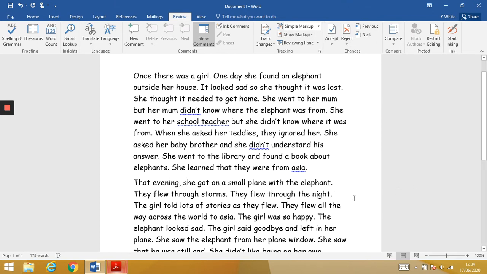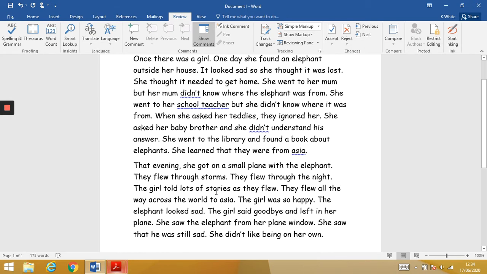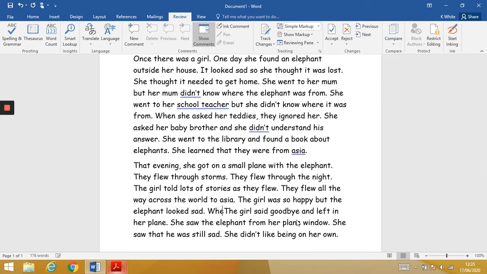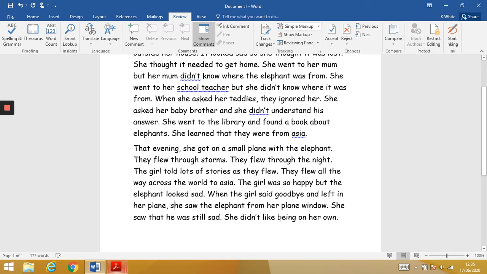She got on a small plane with the elephant. They flew through storms. They flew through the night. The girl told lots of stories as they flew. They flew all the way across the world to Asia. The girl was so happy. The elephant looked sad. I'm going to say here, the girl was so happy, but the elephant looked sad. And I've got another chance here to use that subordinating conjunction when the girl said goodbye and left in her plane, comma, she saw the elephant from her plane window. She saw that he was still sad. She didn't like being on her own.